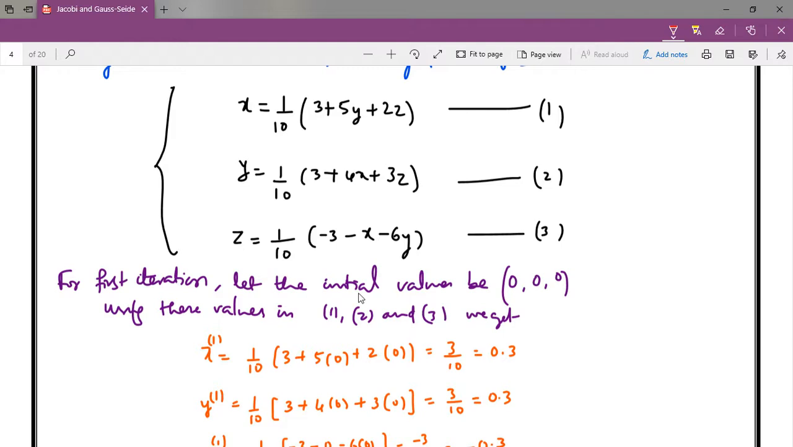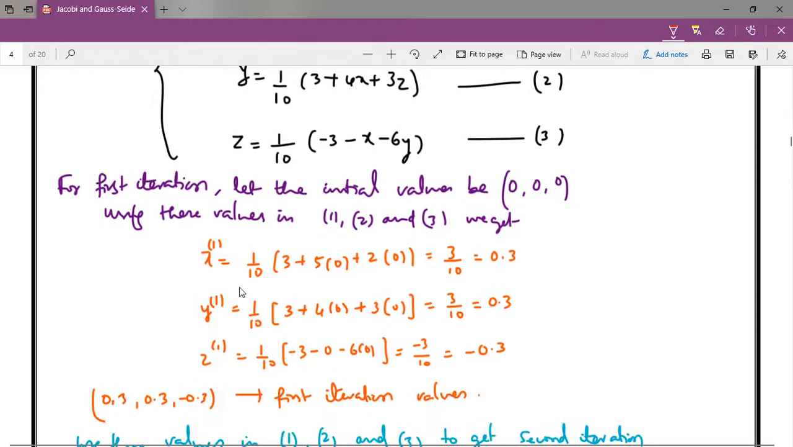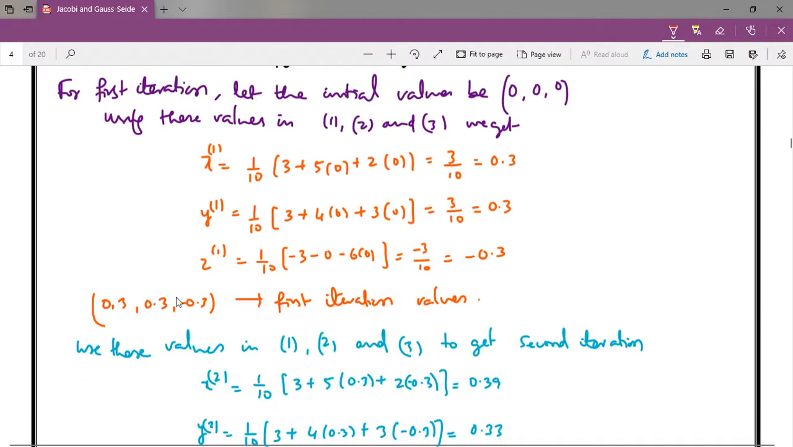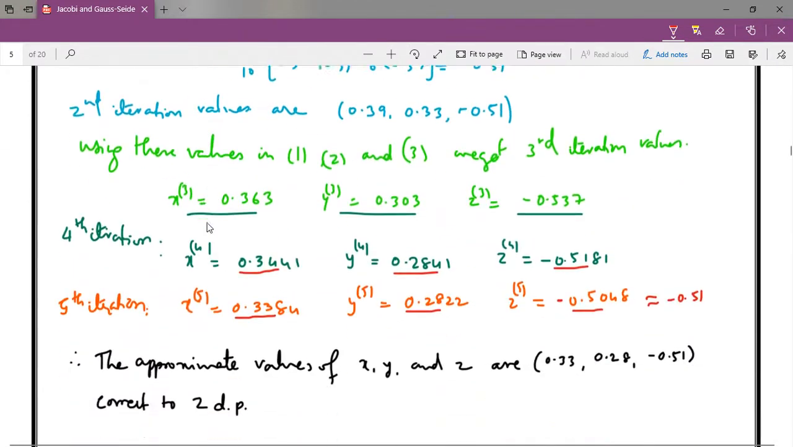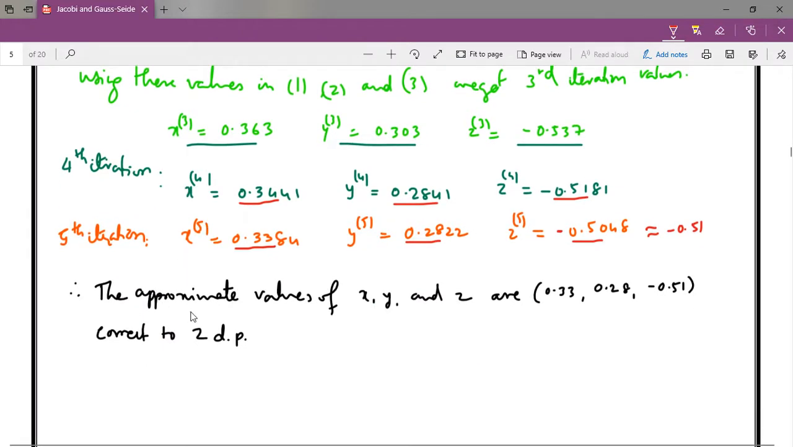Now let us start with the initial values 0, 0, 0. Using these values in 1, 2 and 3 we get the first iteration. Using these values in 1, 2, 3 we again get the second iteration, and so on. Finally we arrive at the approximate values of x, y and z.